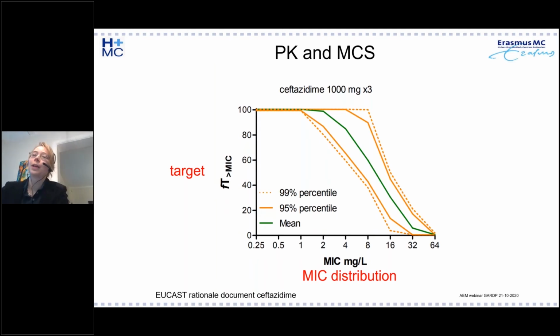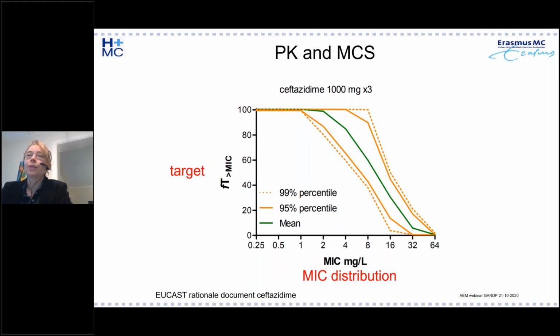Also, John talked about that in his first part of the talk. You see the concentration in this figure is going from 0.25 to 64. And you see a bunch of lines there in the graph. We'll start with the green one. The green one is the mean of the population.